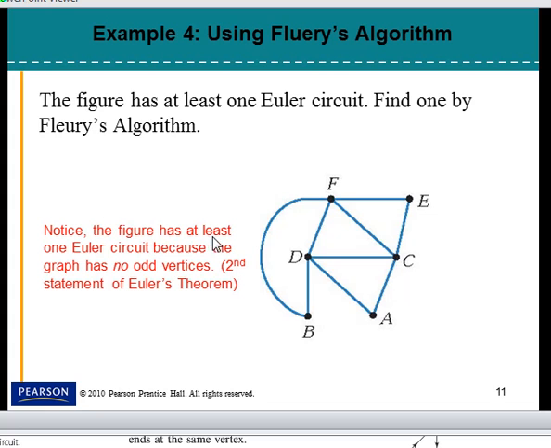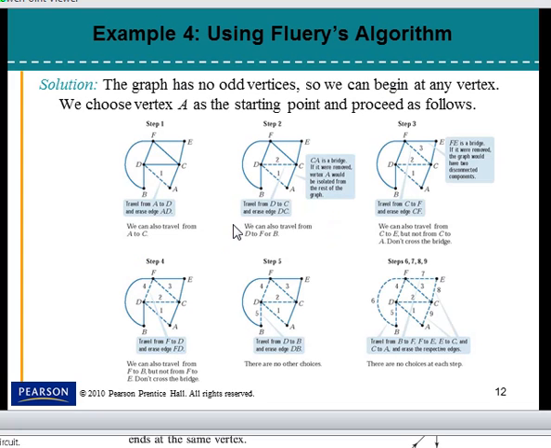Notice the figure has at least one Euler circuit because the graph has no odd vertices. That's the second statement of Euler's theorem. As you can see, we have vertices A, B, C, D, E, F, and then we have the different edges that are joining the various vertices. The graph has no odd vertices.